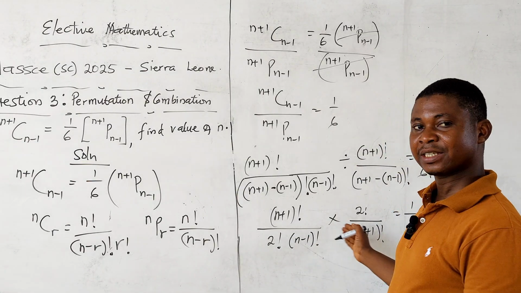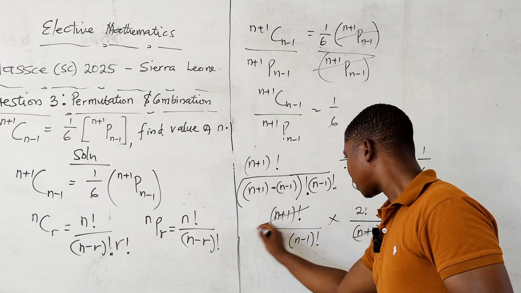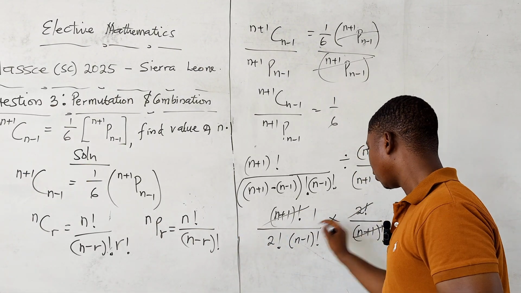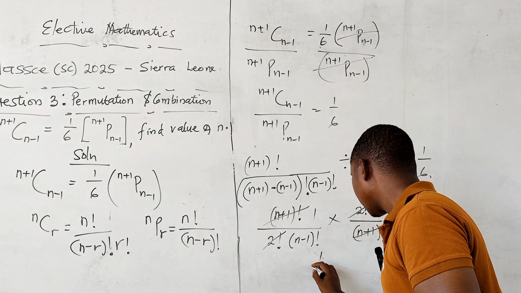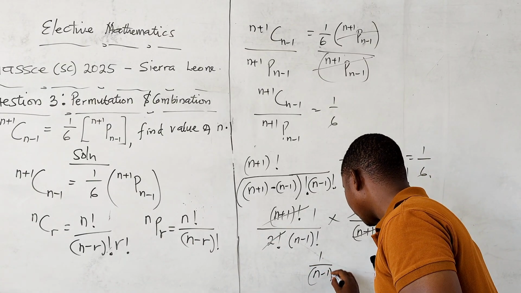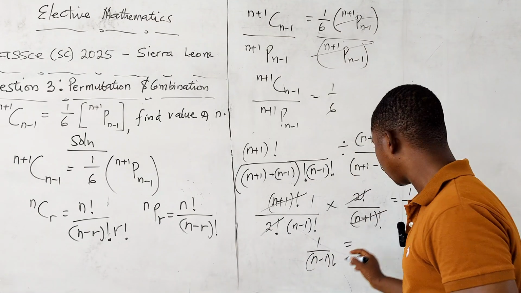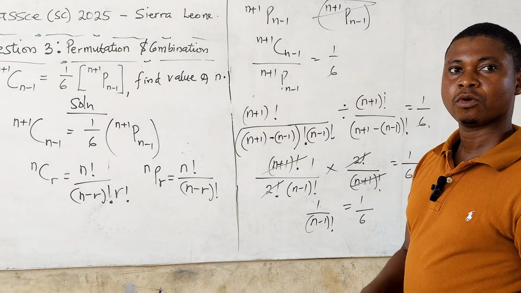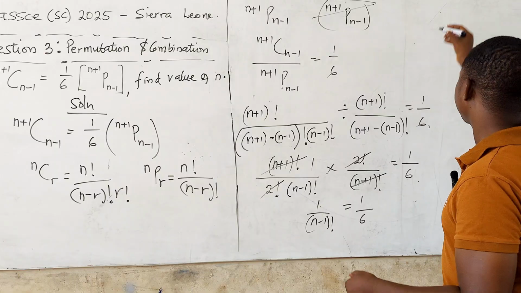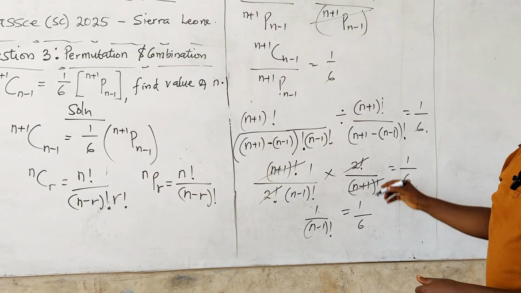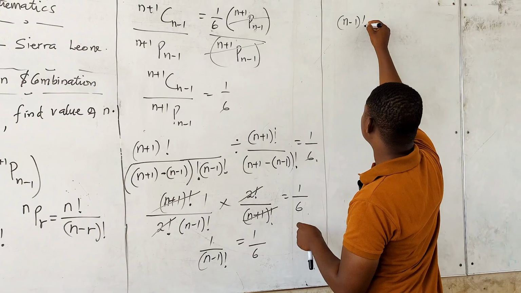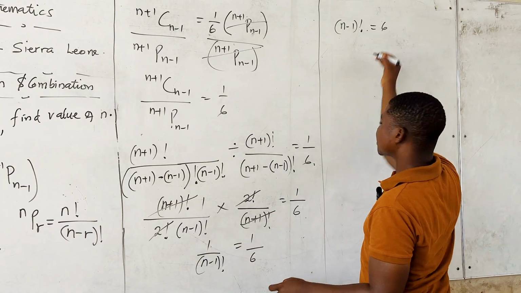This is multiplying that. So it means this one can cancel this one, giving you 1. This 2 factorial will cancel 2 factorial. So we have 1 over (n minus 1) factorial is equal to 1 over 6. So you can cross multiply. Cross multiplying that, you are going to have (n minus 1) factorial is equal to 6.